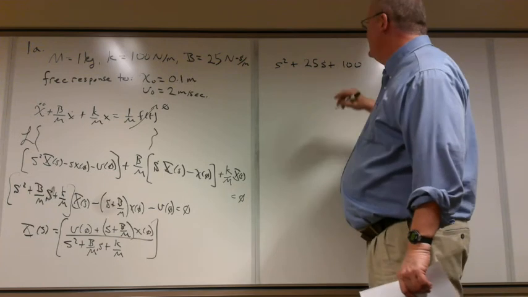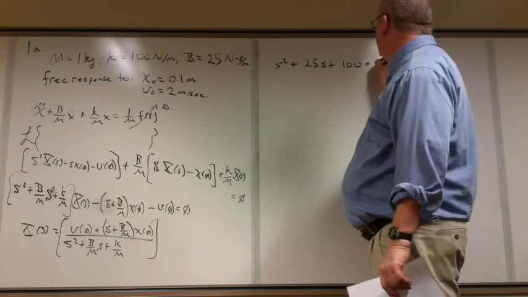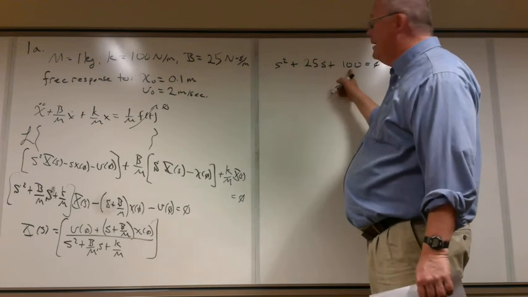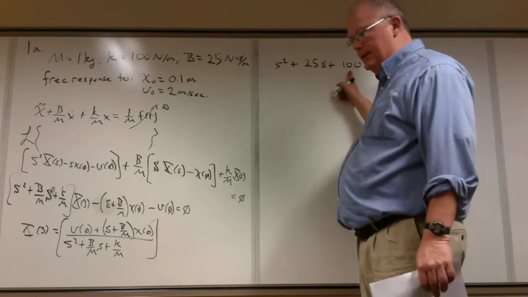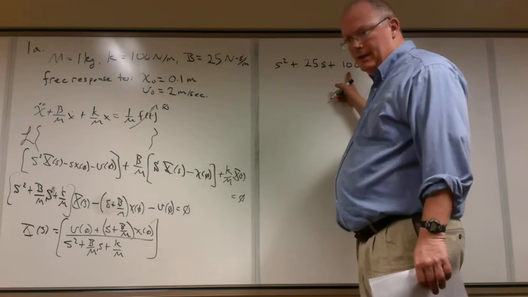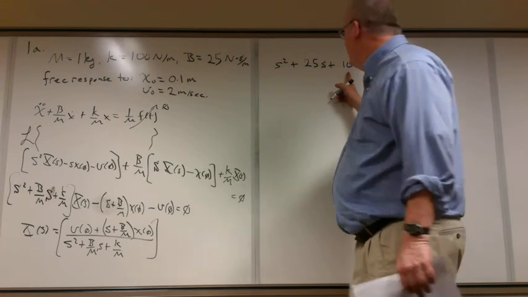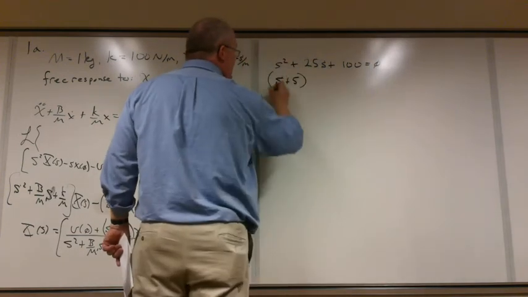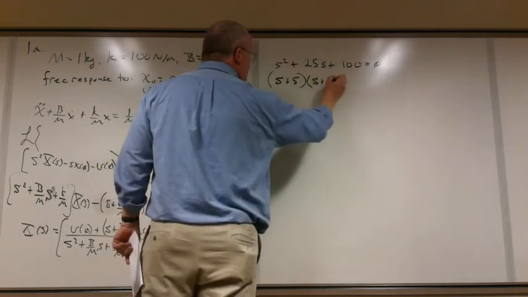Okay, now let's just go ahead and solve this equal to 0. What do we get? Well, as it turns out, 100, when we factor it out, what do we get? 100 times 1, we get 2 times 50, we get 4 times 25, we also get 5 times 20. What do you know? We have s plus 5 times s plus 20.